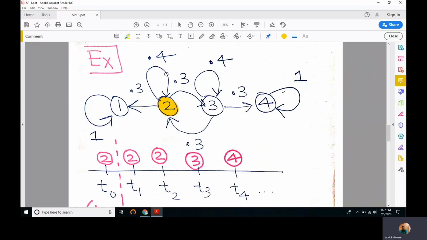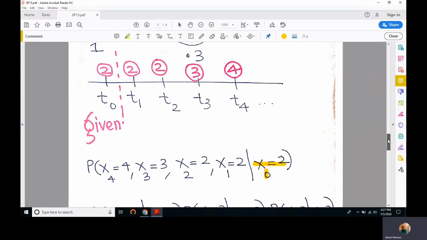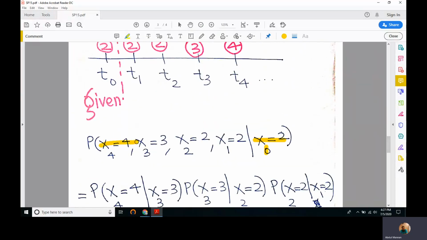This means with probability 0.4, it remains in state 2. And at time 3, it goes to 3. It goes to 3 with probability 0.3. And at time 4, the process is found in state 4. This means it goes to 4 with probability 0.3. So we have to find this conditional probability. We want this set of events occurring at times 1, 2, 3, and 4, given that at time 0, the process is found in state 2.